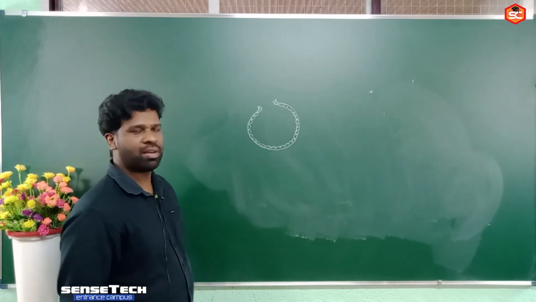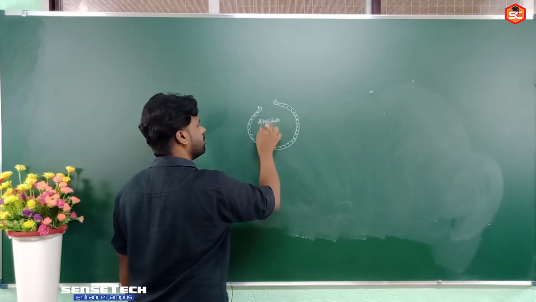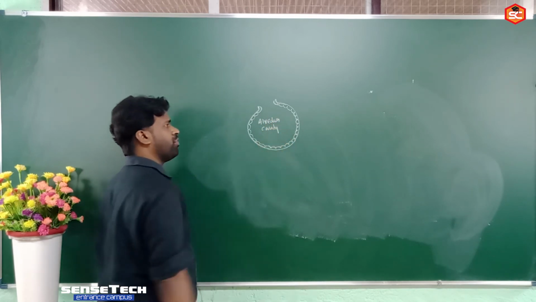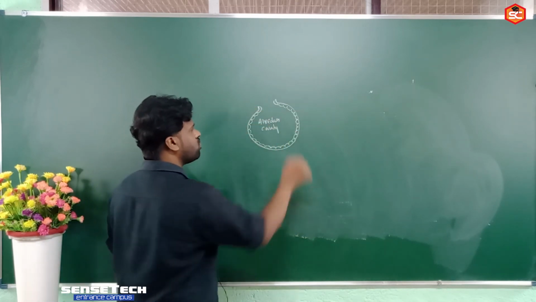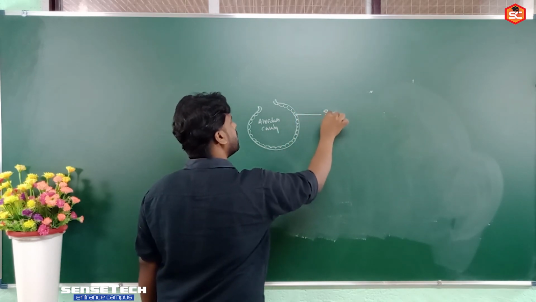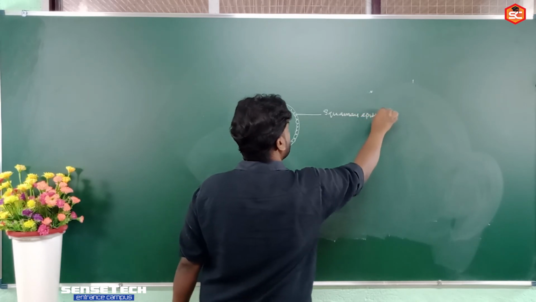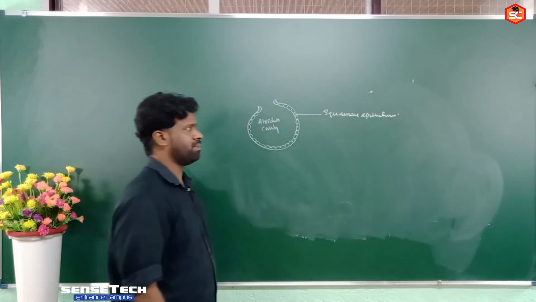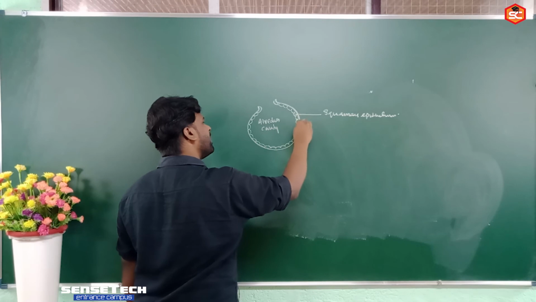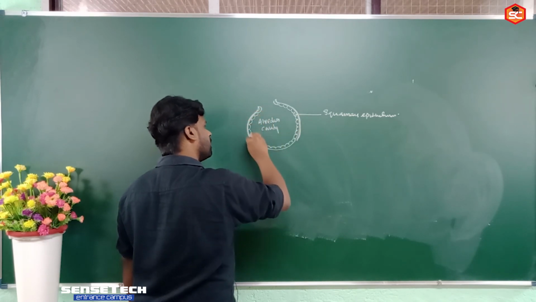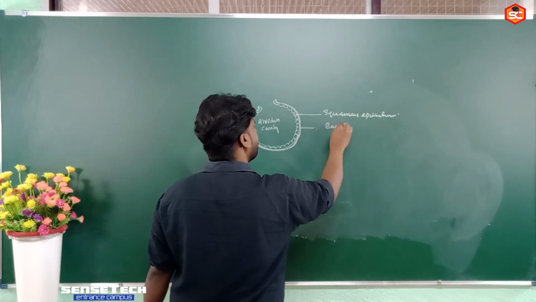This is the wall of alveoli and this is the alveolar cavity. The wall of alveoli is formed of simple squamous epithelium. This simple squamous epithelium rests on a basement membrane.